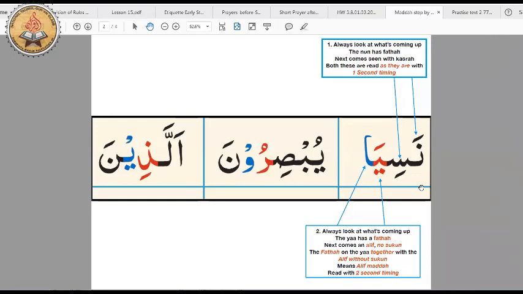Nasiya. Good. Once more, make sure na, si, and then 2 seconds for the ya. Once more. Nasiya. Excellent. So you need to be really careful, and we need to hear the difference between the length of this na and the length of this ya. Okay? Because it's 2 seconds, not 1 second. Nasiya. Once more.